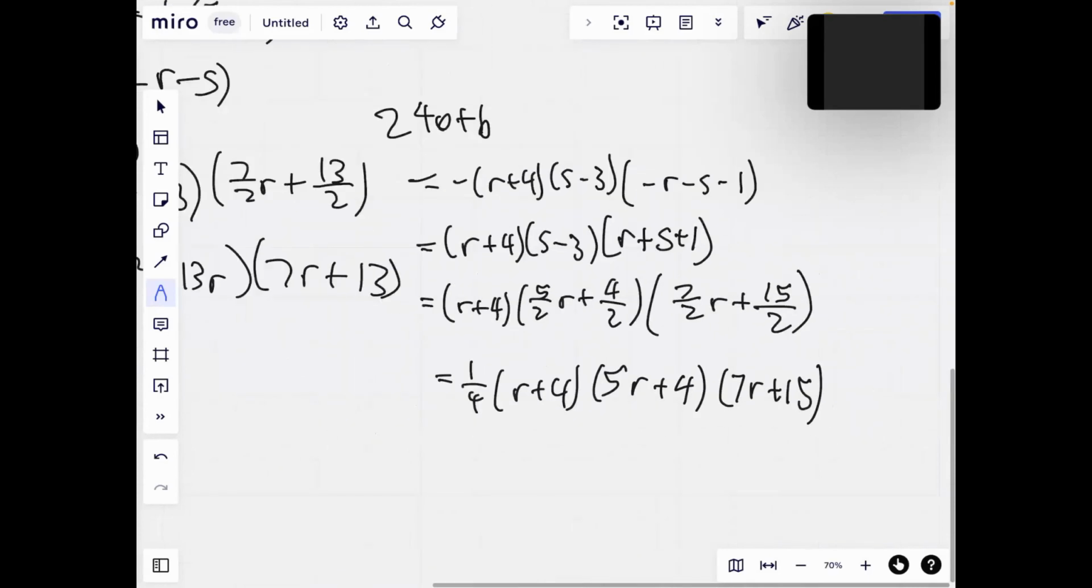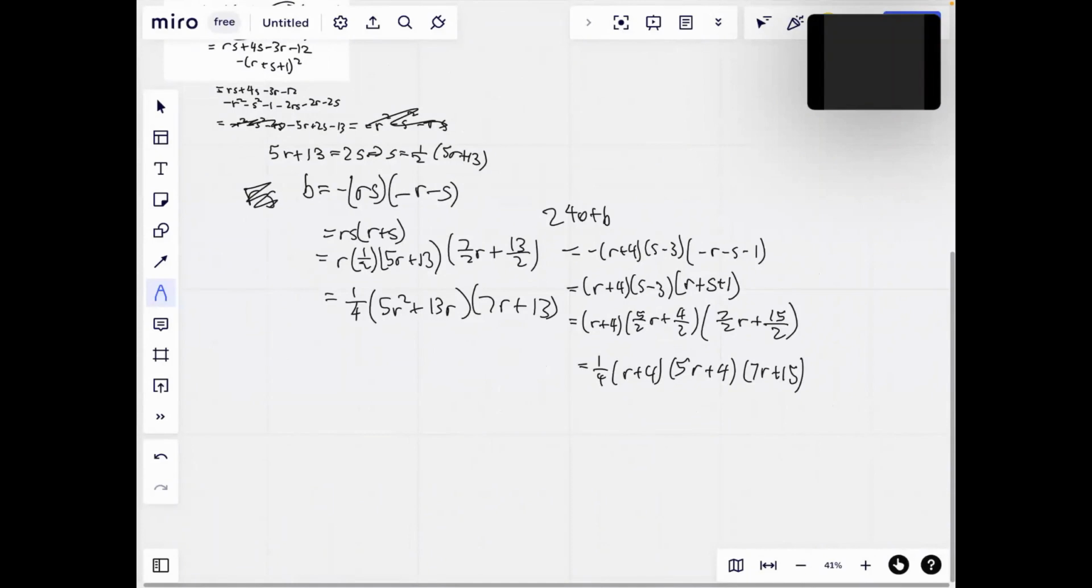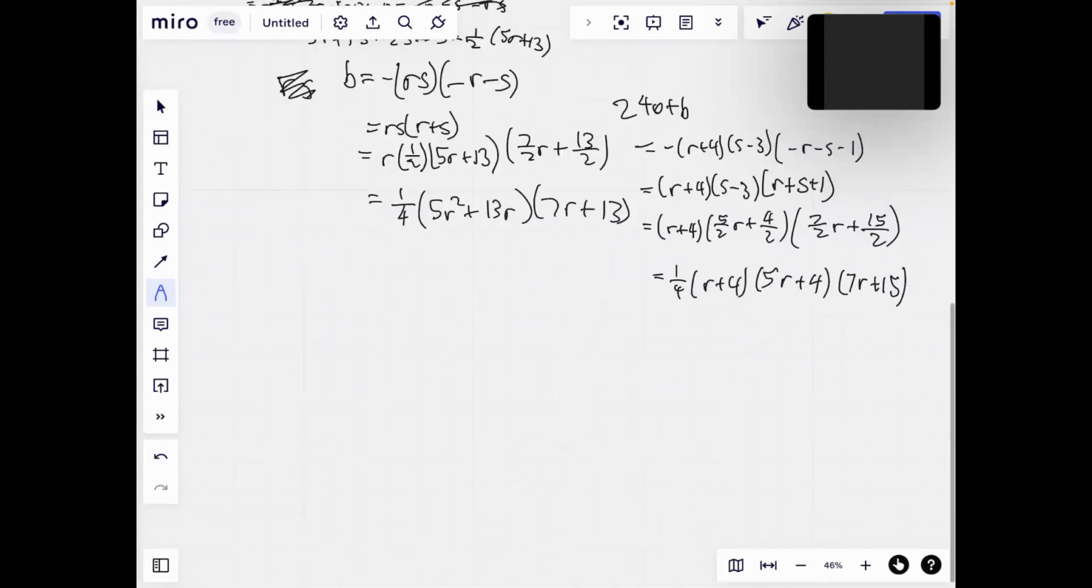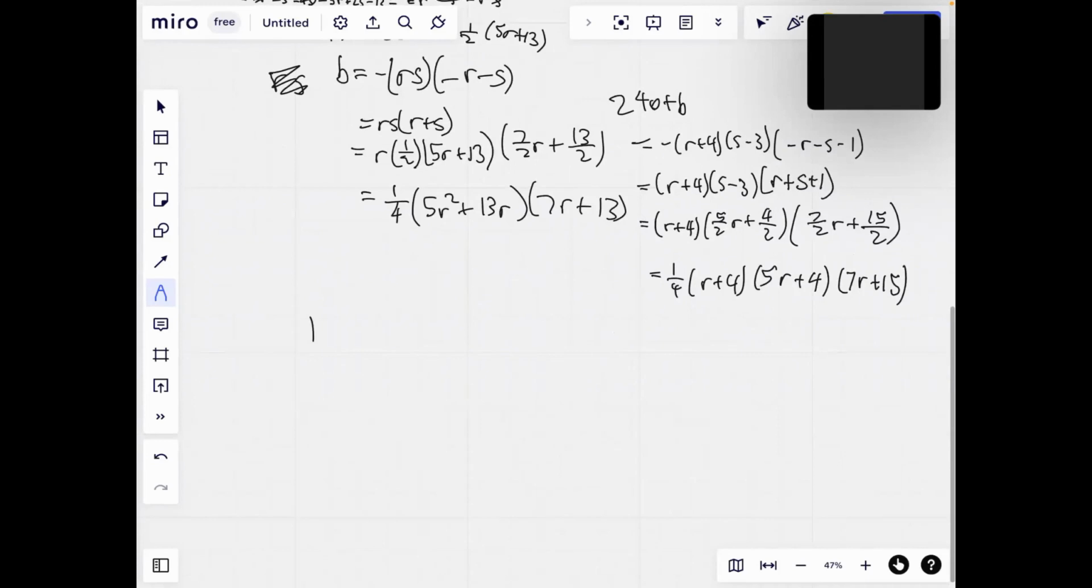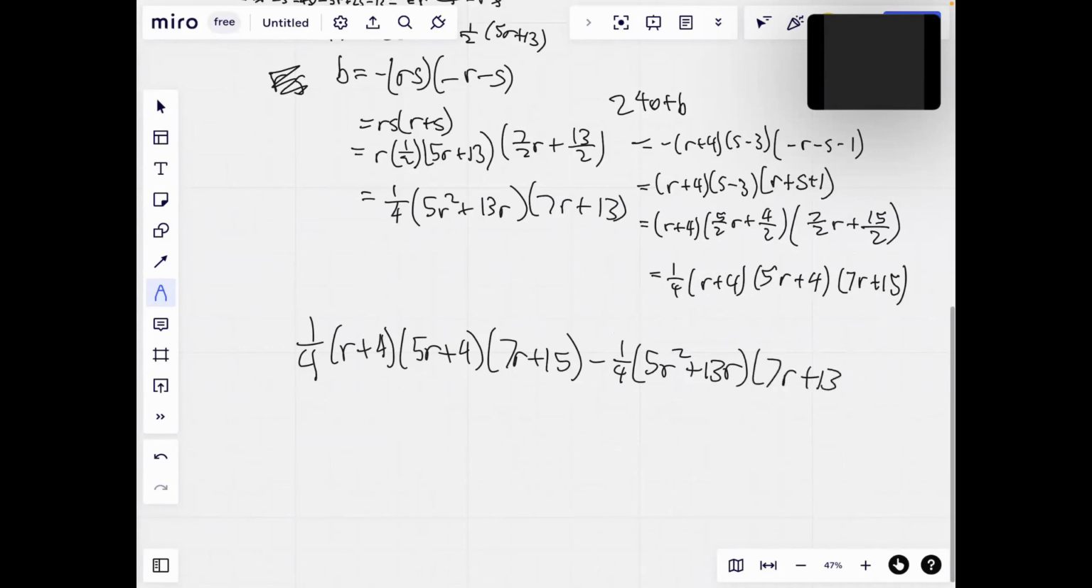Right? So from here, we can expand the parentheses. Actually, first we're going to say one fourth times R plus 4 times 5R plus 4, 7R plus 15, minus one fourth times 5R squared plus 13R times 7R plus 13 should equal 240. And right off the bat, we can cancel off our one fourth, and so this is 960.